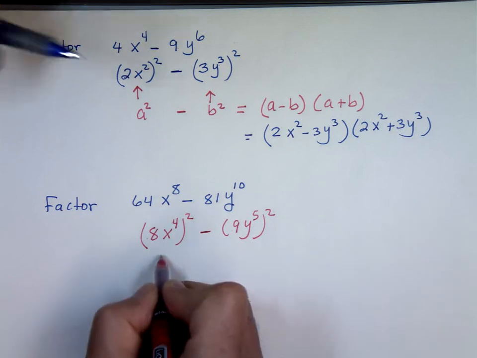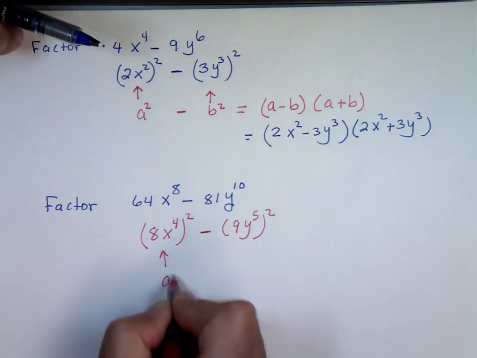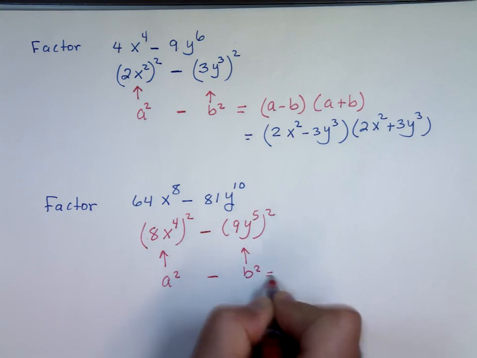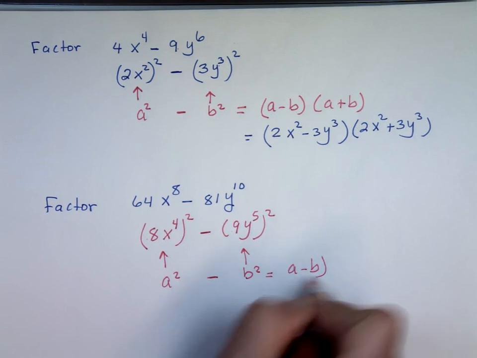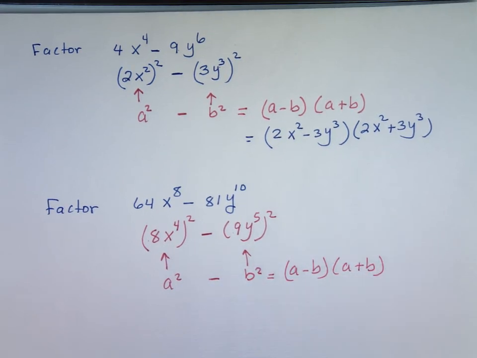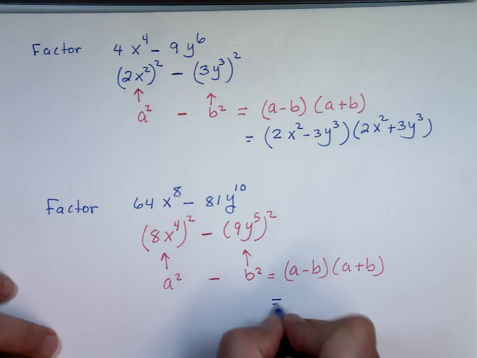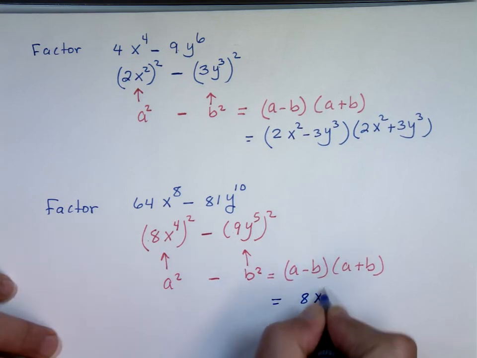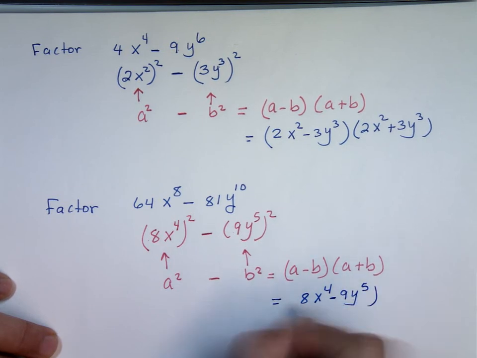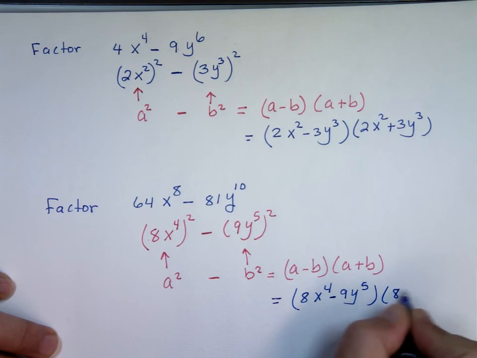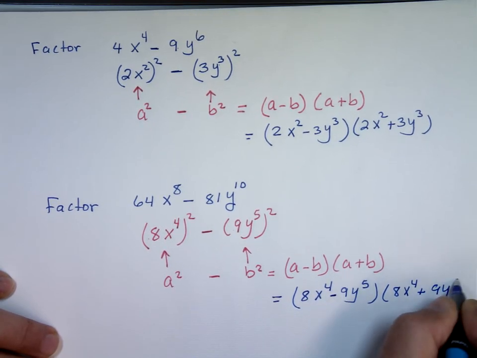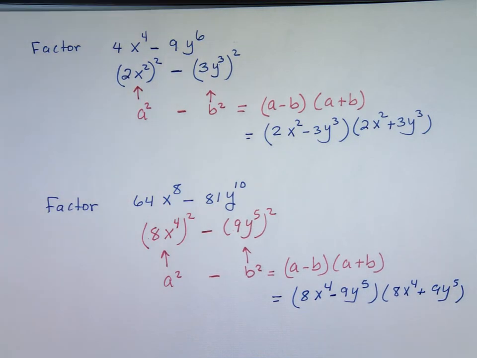So this is your a squared. This is your b squared. A minus b, a plus b. So that will make it 8x to the 4th minus 9y to the 5th times 8x to the 4th plus 9y to the 5th. And that's as far as you can go with this problem.